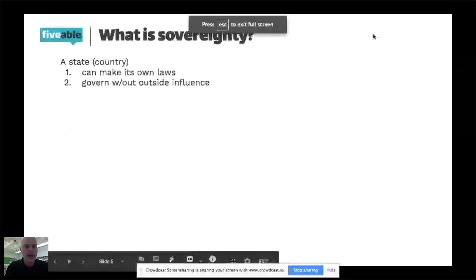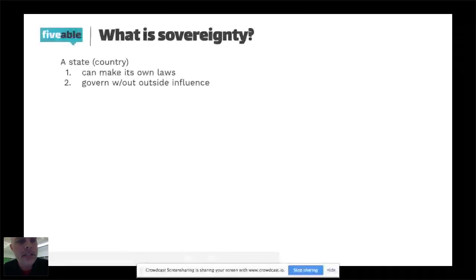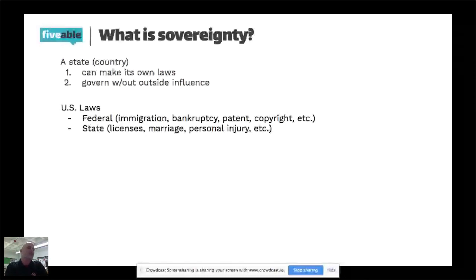I'm a little bit ahead of myself here. In the U.S., a state can make its own laws. It can govern without outside influence. As I said, in the United States, we have federal laws and we have state laws. So with a federal government, there are different levels of government, different levels of law. Some federal laws in the United States, immigration is not different from state to state. And when I'm talking about states here, I am talking about the 50 states, the smaller ones, as opposed to a country. So immigration is the same throughout the entire United States.